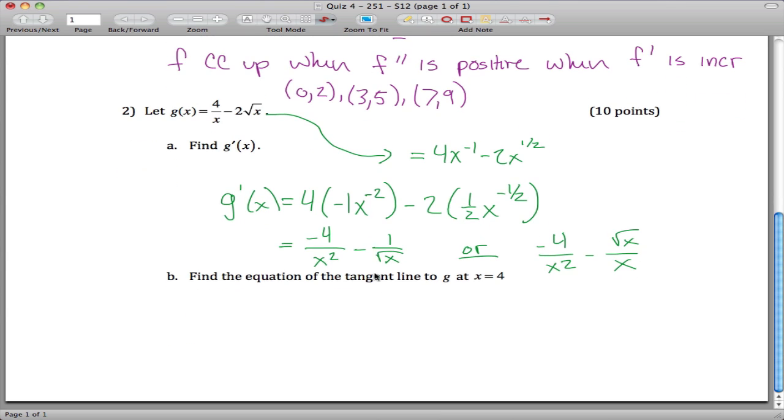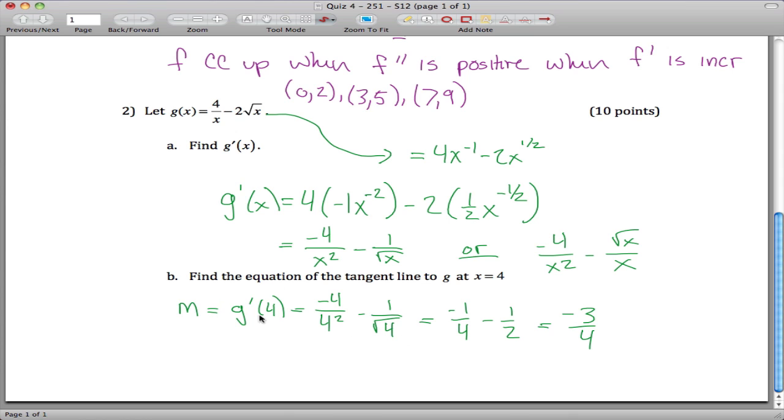I don't really care. Find the equation of the tangent line to g at x equals 4. What we need for the equation of the tangent line is the slope and a point. To figure out the slope, we need to know what is g prime of 4. We know g prime of x, we figured that out above. So g prime of 4 is just replacing all the x's with the 4. Negative 4 over 16 is negative 1/4. And from that I subtract 1 over root 4, which is 1/2. So negative 1/4 minus 2/4 is negative 3/4.